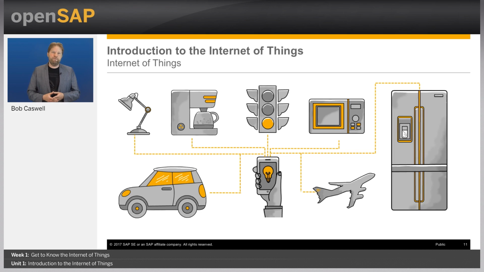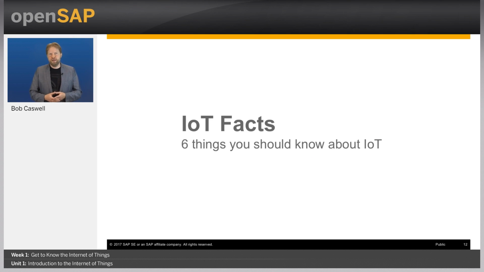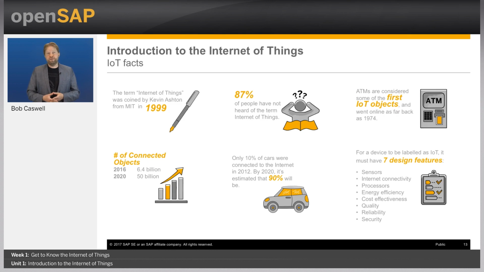So let's look at a few facts about IoT. Let's first give some credit where credit is due. The term IoT was coined by Kevin Ashton from MIT way back in 1999. That said, nearly 9 out of 10 people still haven't heard about it, even if, technically speaking, ATMs, those machines where you can withdraw cash from your bank, those are considered some of the first IoT objects, and they went online as far back as 1974.